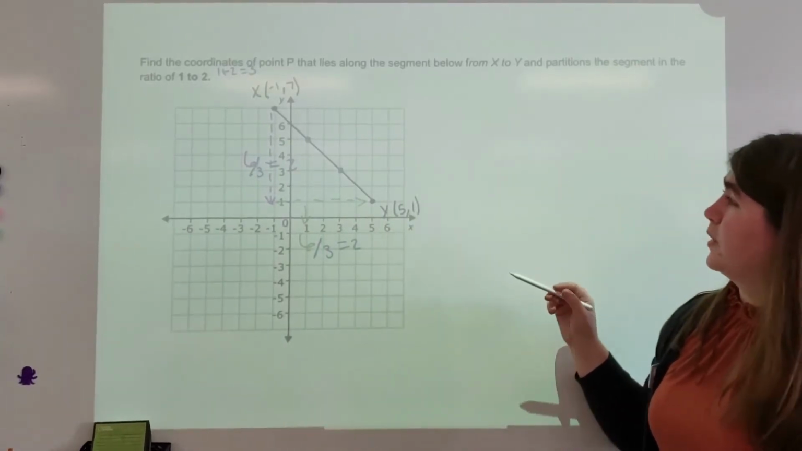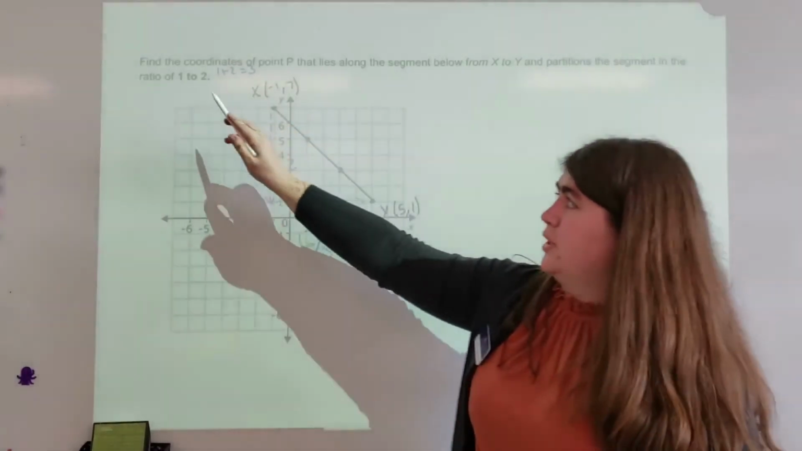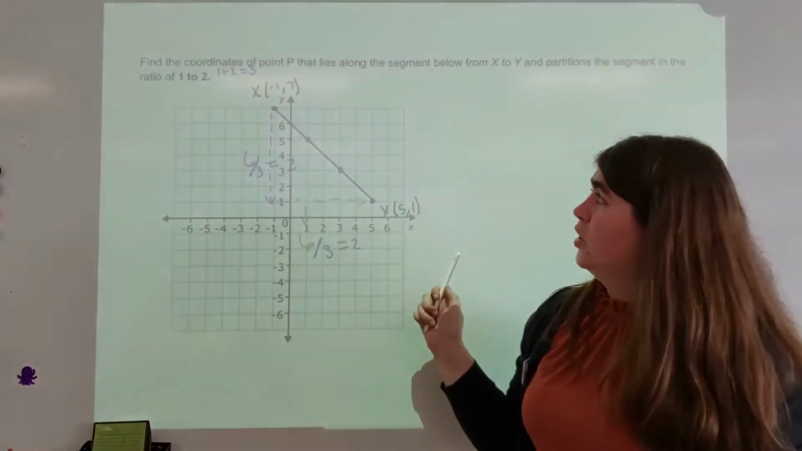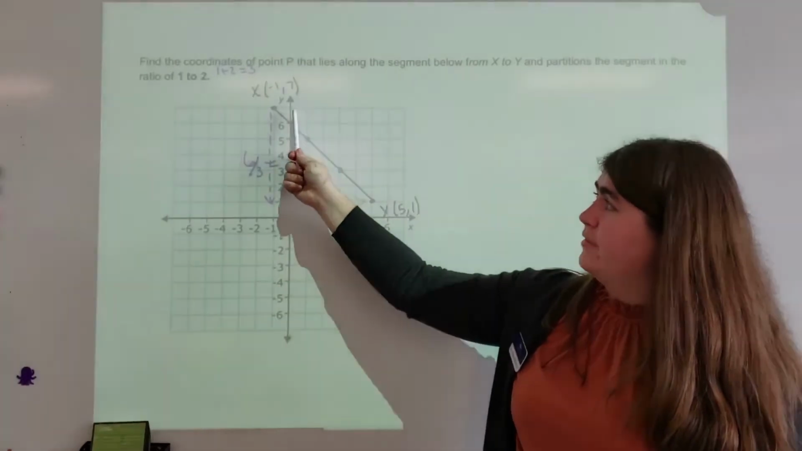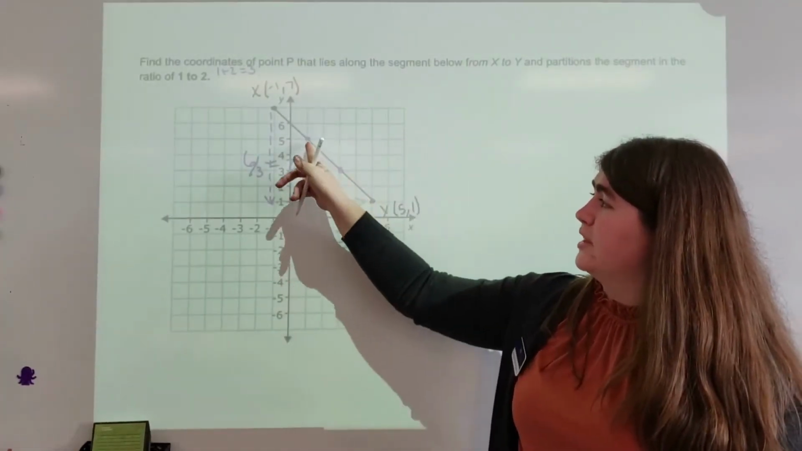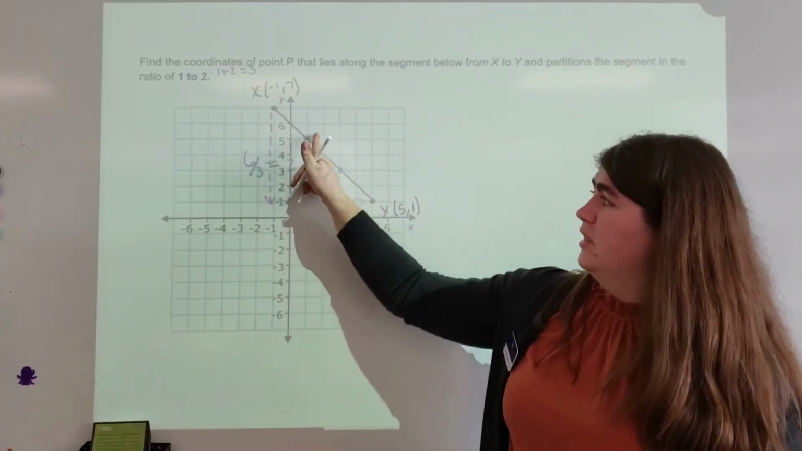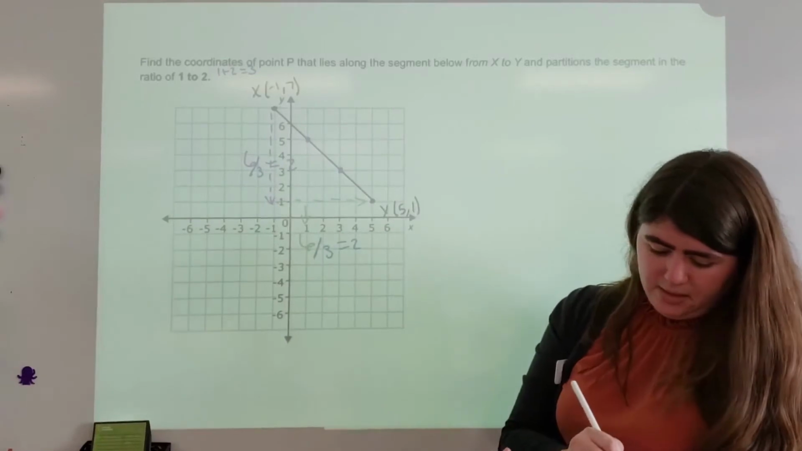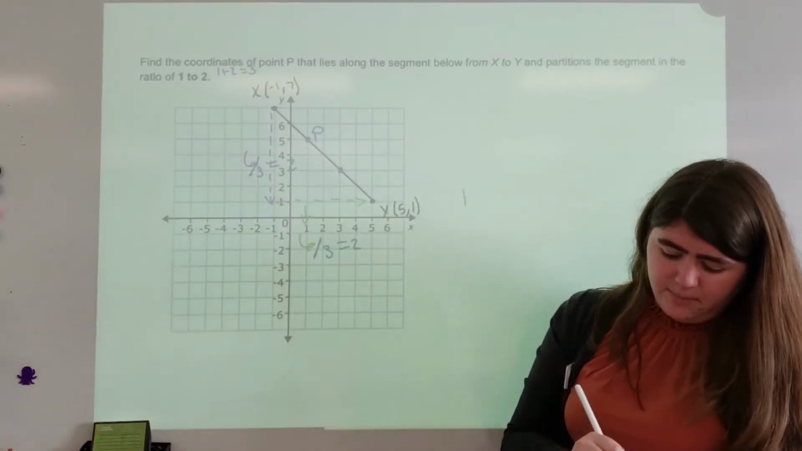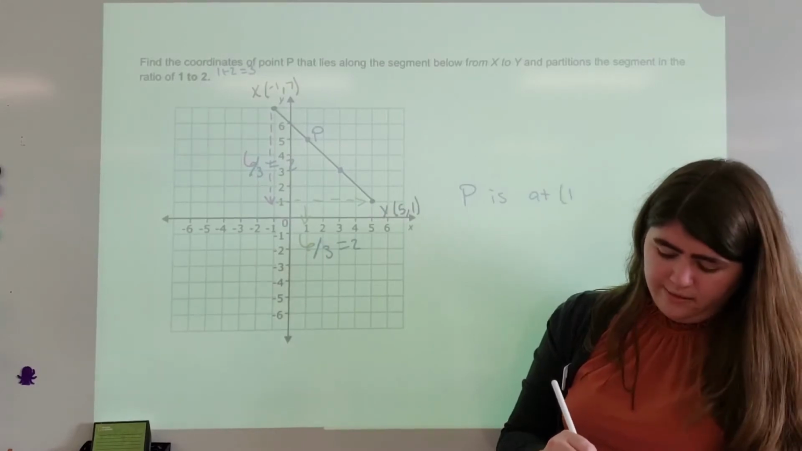Now it says that we're partitioning from X to Y in the ratio 1 to 2. So I need 1 on the left and 2 on the right. So my point P has to be the one that splits me into 1 versus 2. So this right here is my point P. And I can go ahead and say that P is at 1, 5.